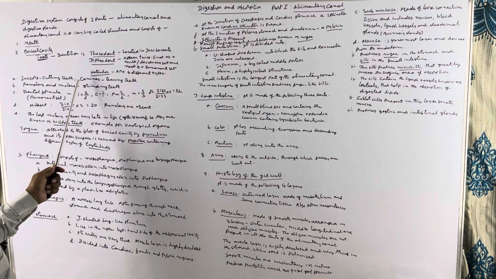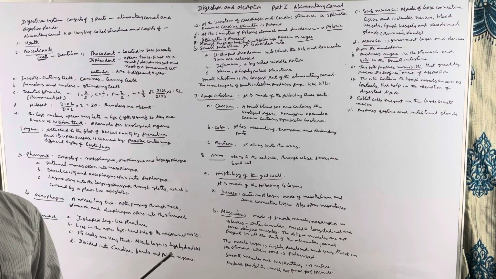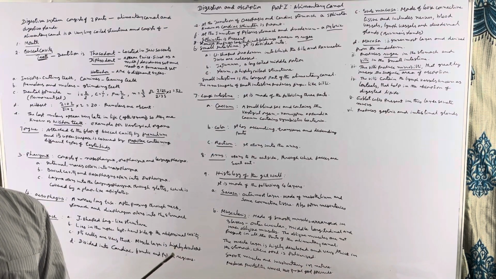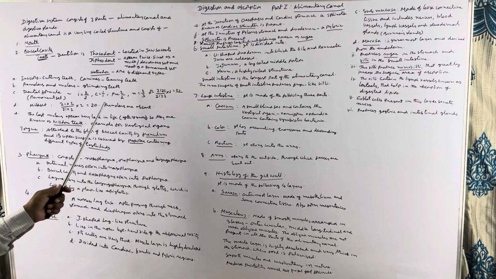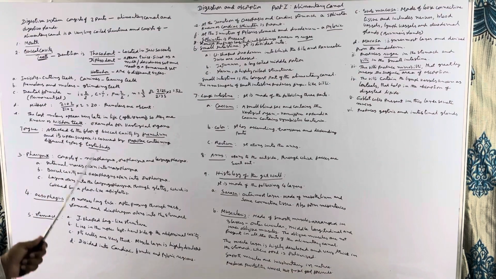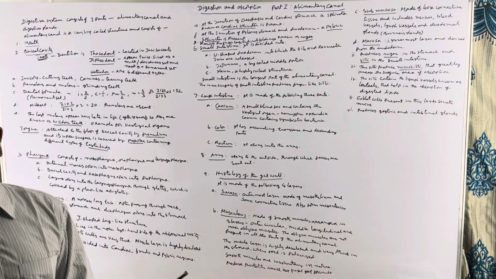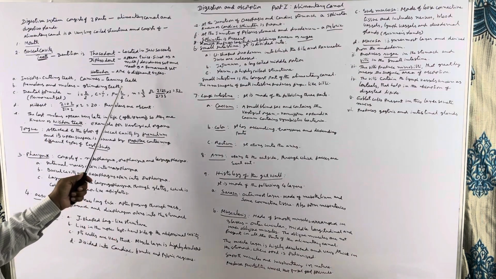Incisors are cutting teeth. They are chisel-like. They help in cutting the food into small pieces. Canines have pointed tips and they help in tearing meat. Canines are highly developed in carnivorous animals like tiger, lion, etc. Then premolars and molars. Premolars and molars have a broad surface and they help in grinding the food or mastication of the food. So in this way, there are four types of teeth.